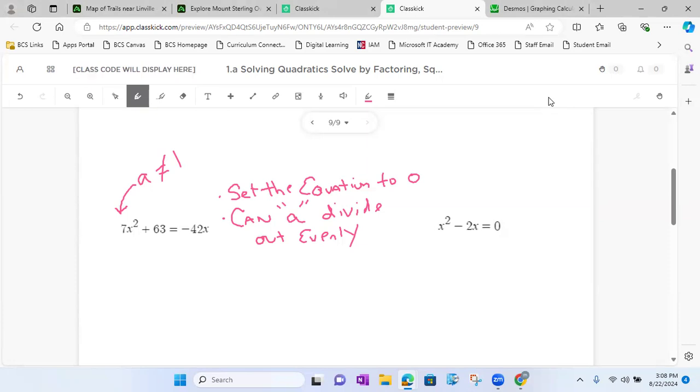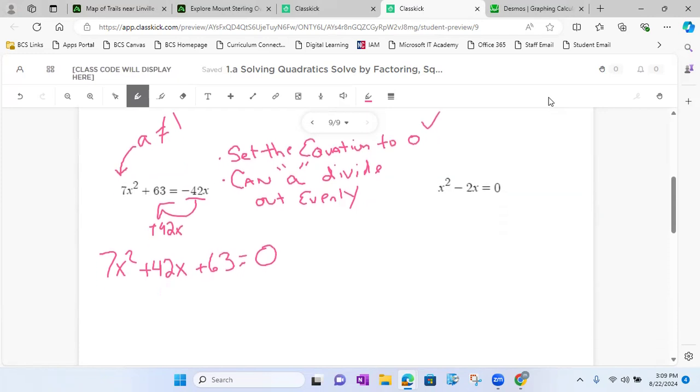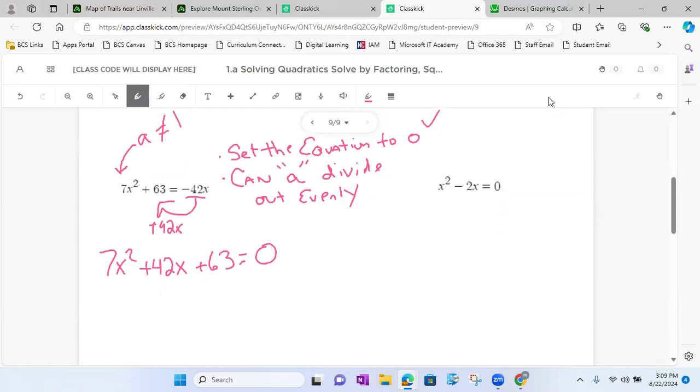So the first thing we need to do is check that first piece, which is set the equation equal to 0. And you'll notice that there is a negative 42x all by itself on the other side of the equation. So we're going to move that over to the other side as a positive 42x. So let's rewrite that. So 7x squared plus 42x plus 63 equals 0. Check it out. It is equal to 0 now by moving that negative over as a positive.